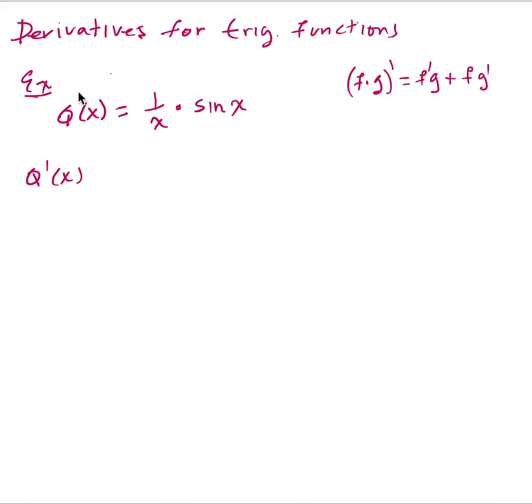Like I do in class, I'm going to call this first function f of x, and this second function, I'm going to call it g of x. Okay? So let's find out what f prime of x is. To do that, I'm going to rewrite 1 over x as x to the negative 1. Okay? So I'll do it here in a little bubble.